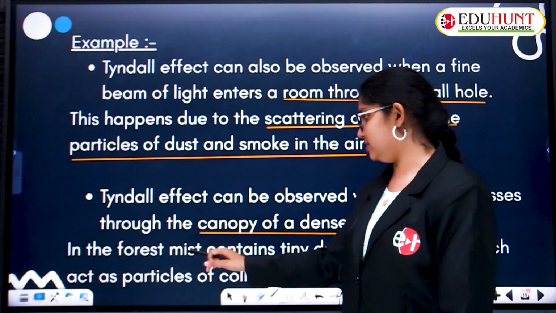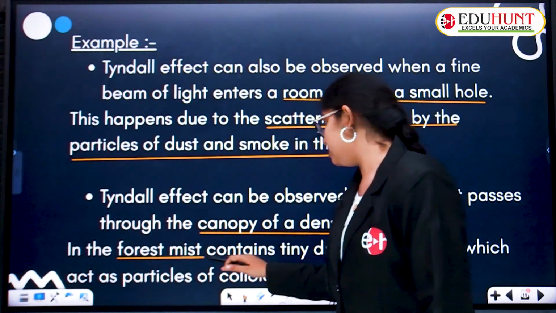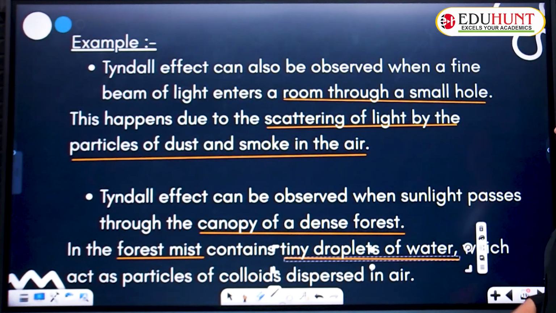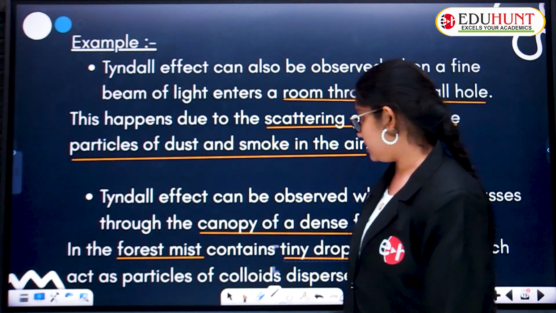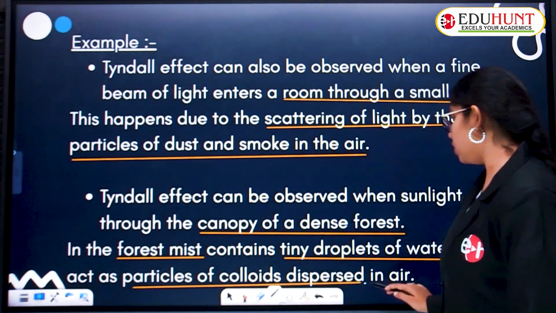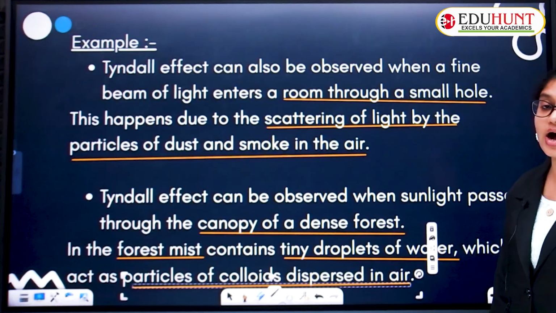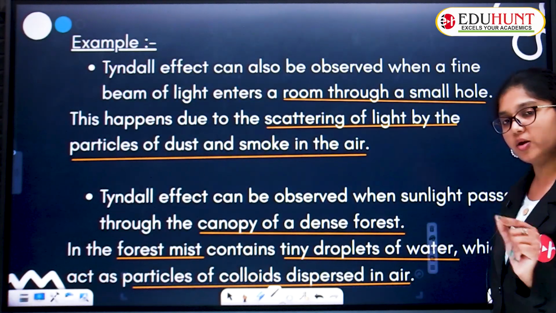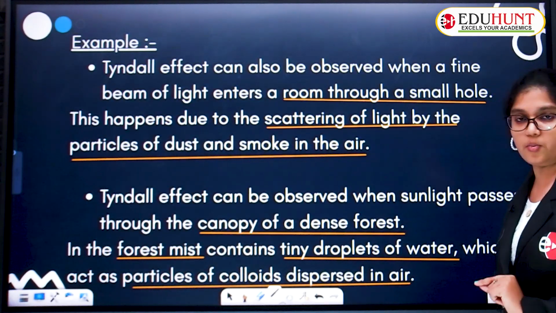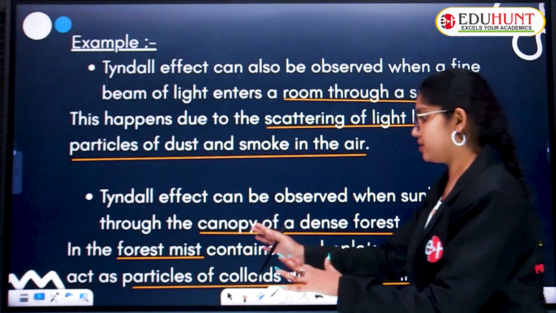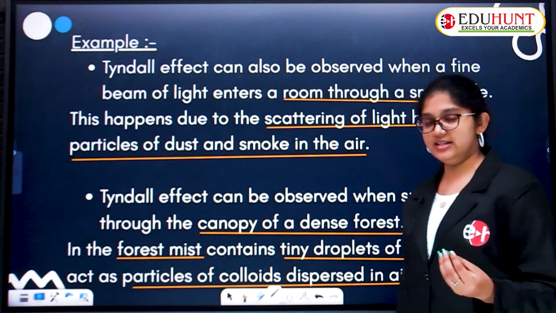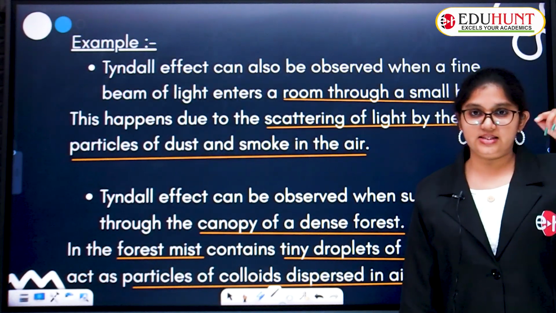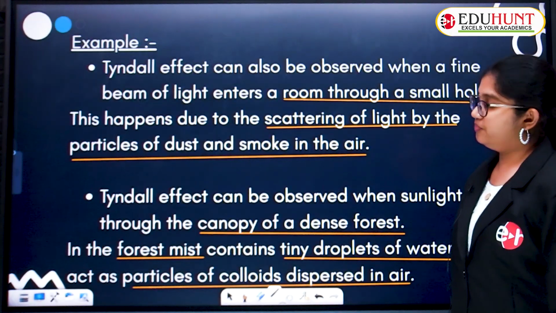Okay, in the forest, mist contains tiny droplets of water which act as the particles of colloid dispersed in the air. So in that condition we can observe tiny droplets in the dense forest canopy. Okay, in that forest mist, we can just see the particles of the small fine droplets in the air. That is an example of the Tyndall effect.